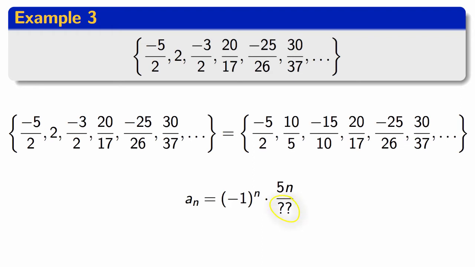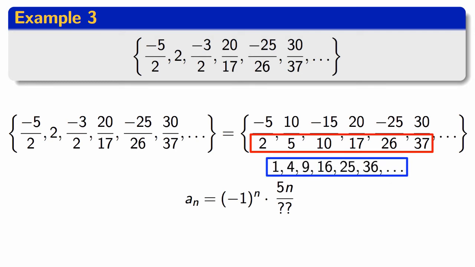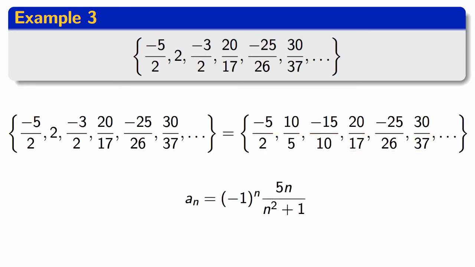Lastly, we have the denominator. It doesn't follow quite as nice a pattern, but if we subtract 1 from each number in the denominator, we get 1, 4, 9, 16, 25, and 36. This pattern should be familiar, as it is n squared. Therefore, the formula for the terms of this sequence is negative 1 to the n times 5n over the quantity n squared plus 1. Now that we have the formula, we can try to find the limit.